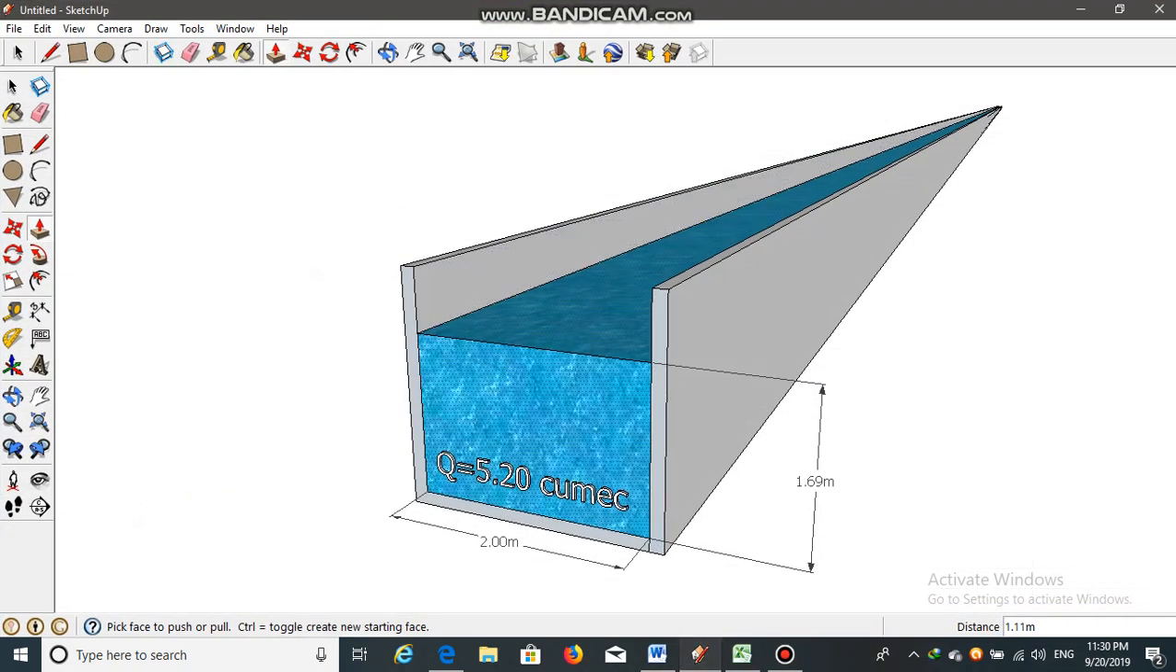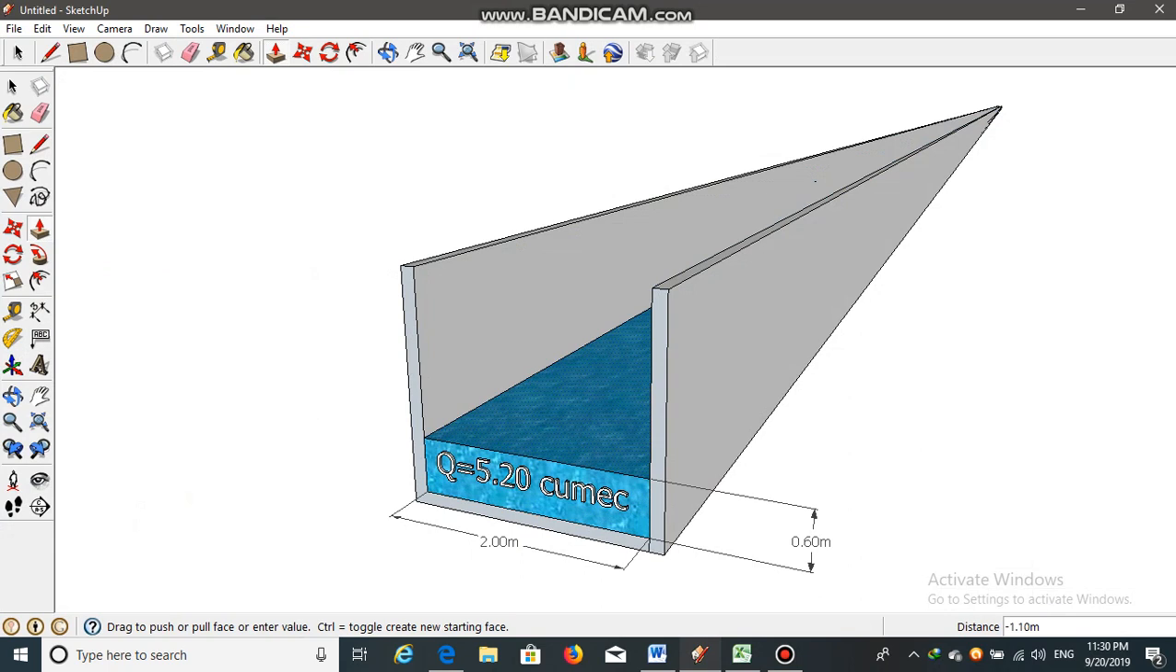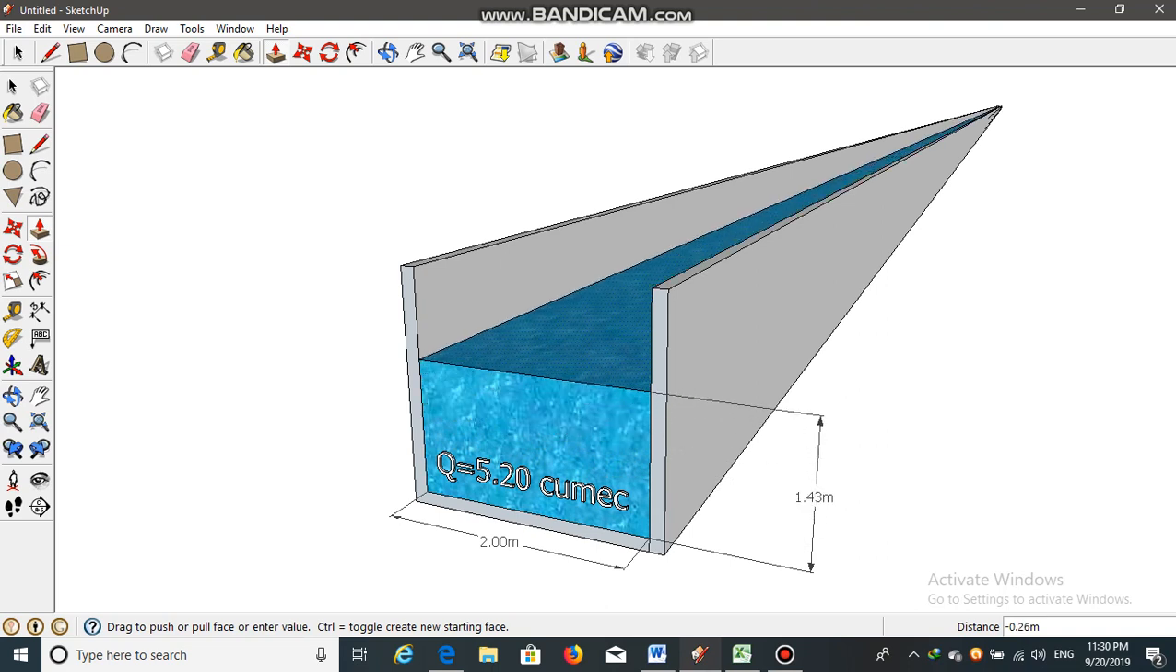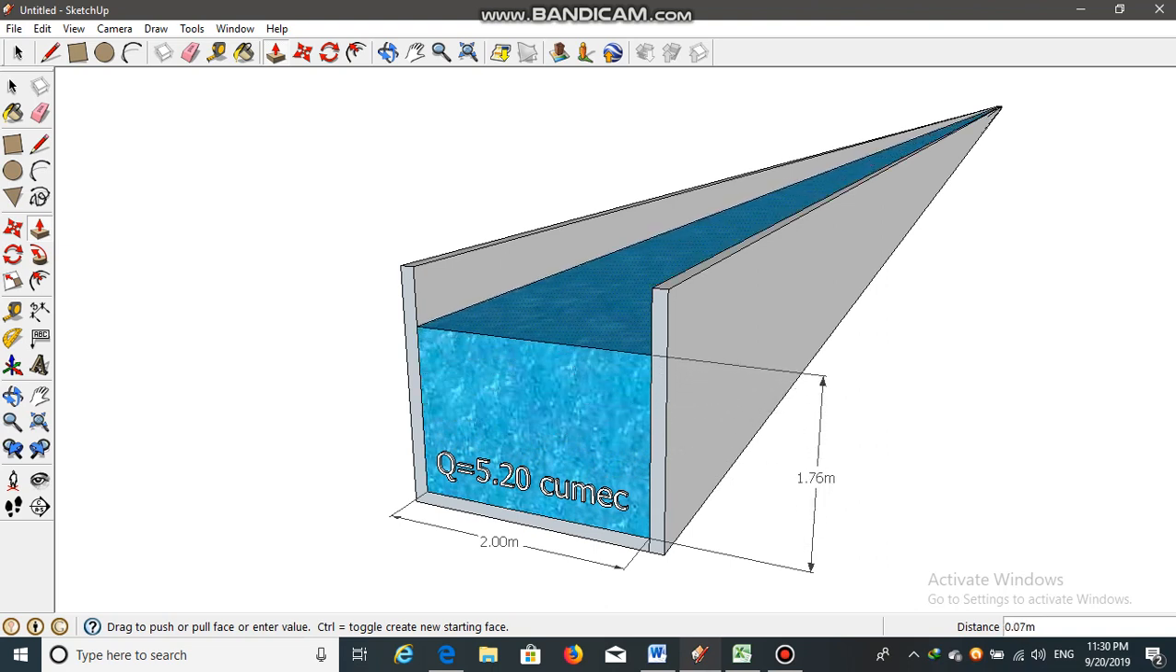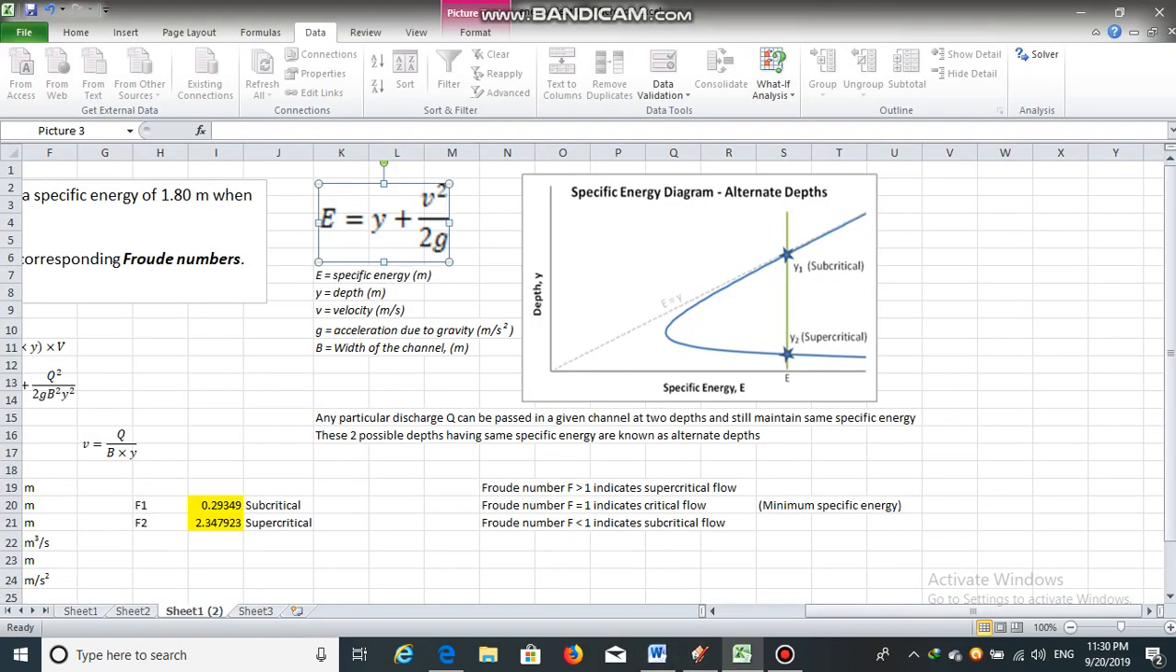So this is a rectangular channel carrying a discharge of 5.20 meter cube per second. So it will have two depths. One will be the subcritical depth, and the other will be the supercritical depth. The supercritical depth will have higher velocity, and when this channel carries water at subcritical depth, it will have lower velocity. Now let us calculate these alternate depths.